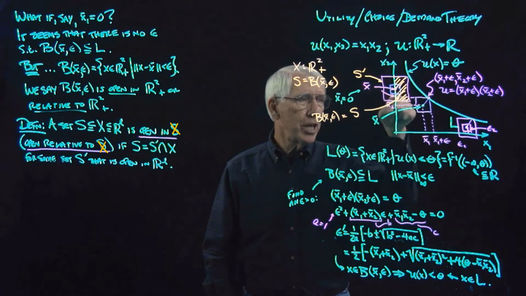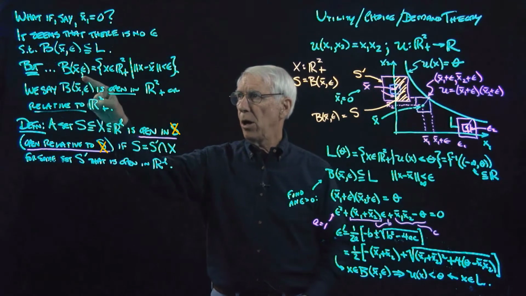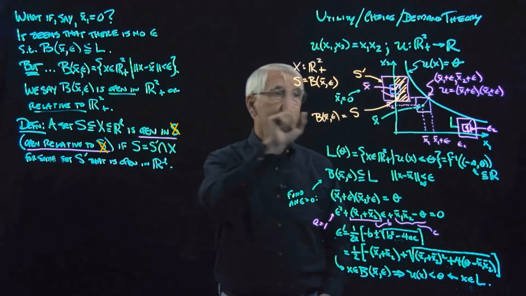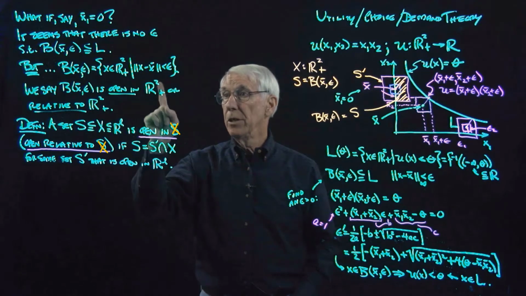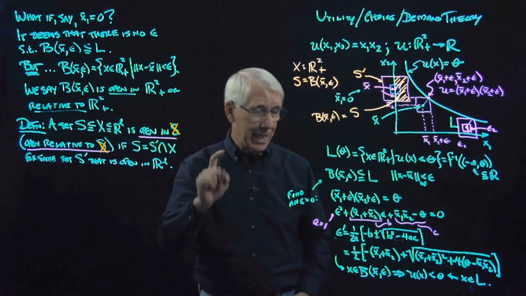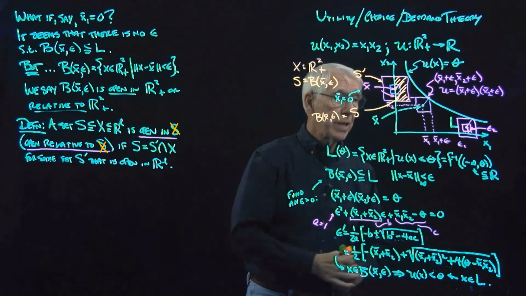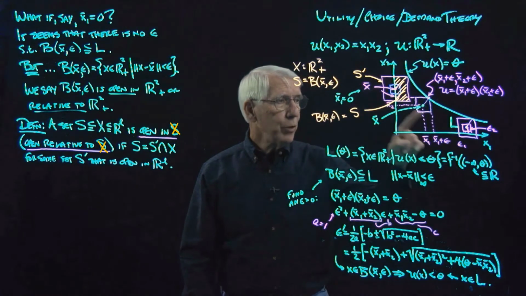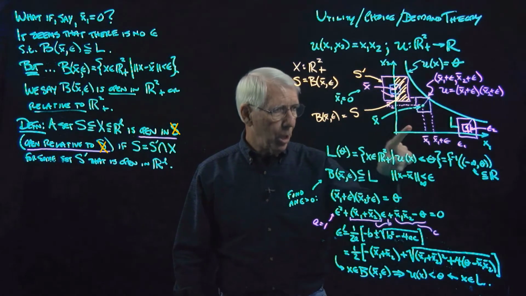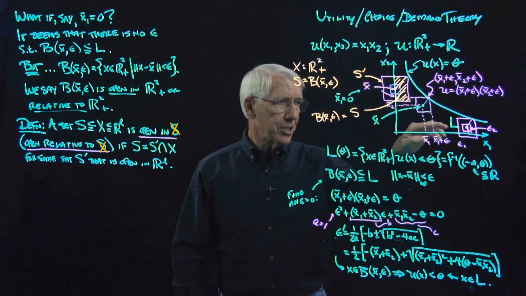So this shaded region, which is the open ball, the epsilon ball about X bar in R2 plus, is open relative to R2 plus, open in R2 plus. And that's what it takes for L to be an open set. It's got to be the case that there is an epsilon ball around each point that is a subset of L.